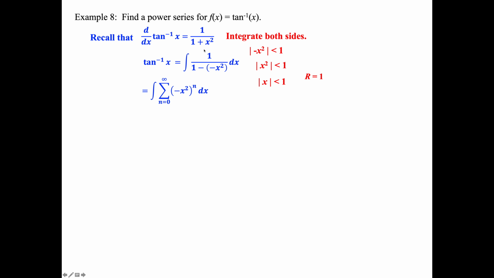So now we change our 1 over 1 minus the negative x squared. A is 1. R is the negative x squared raised to the n power, with n equals 0 to infinity. And now we can integrate this. So again, we're going to break apart the negative 1 raised to the n power, the x to the 2n power. So if I integrate my x with respect to x, I'm going to add 1 to the power and divide by 2n plus 1 on the bottom.